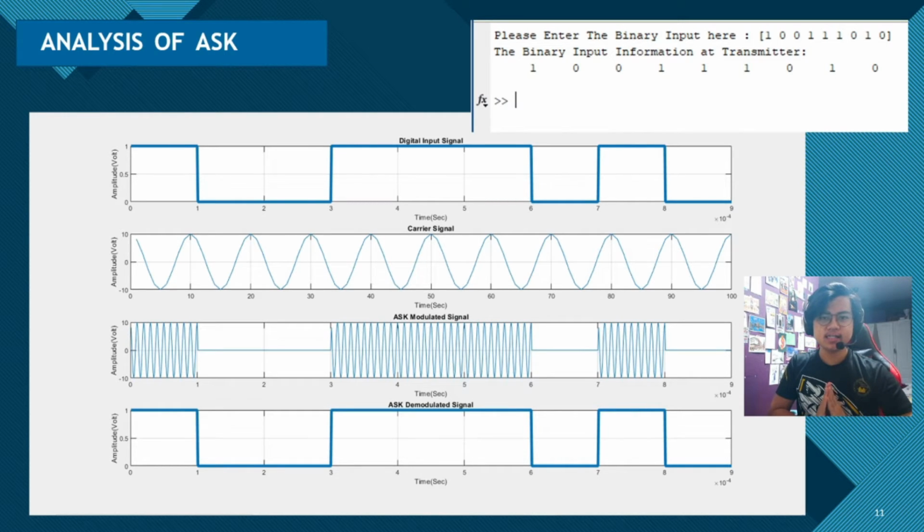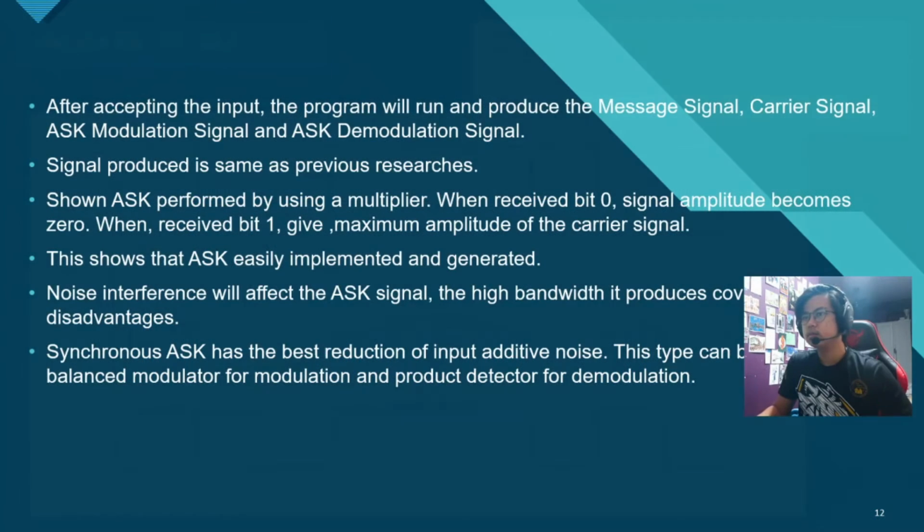Moving on to the analysis and discussion of ASK. From the binary input of 100, 111, 010, we get these signal graphs. After accepting the input, the program will run and produce the message signal, the carrier signal, the ASK modulation signal, and the ASK demodulation signal. The signals produced are the same as our previous research and references.